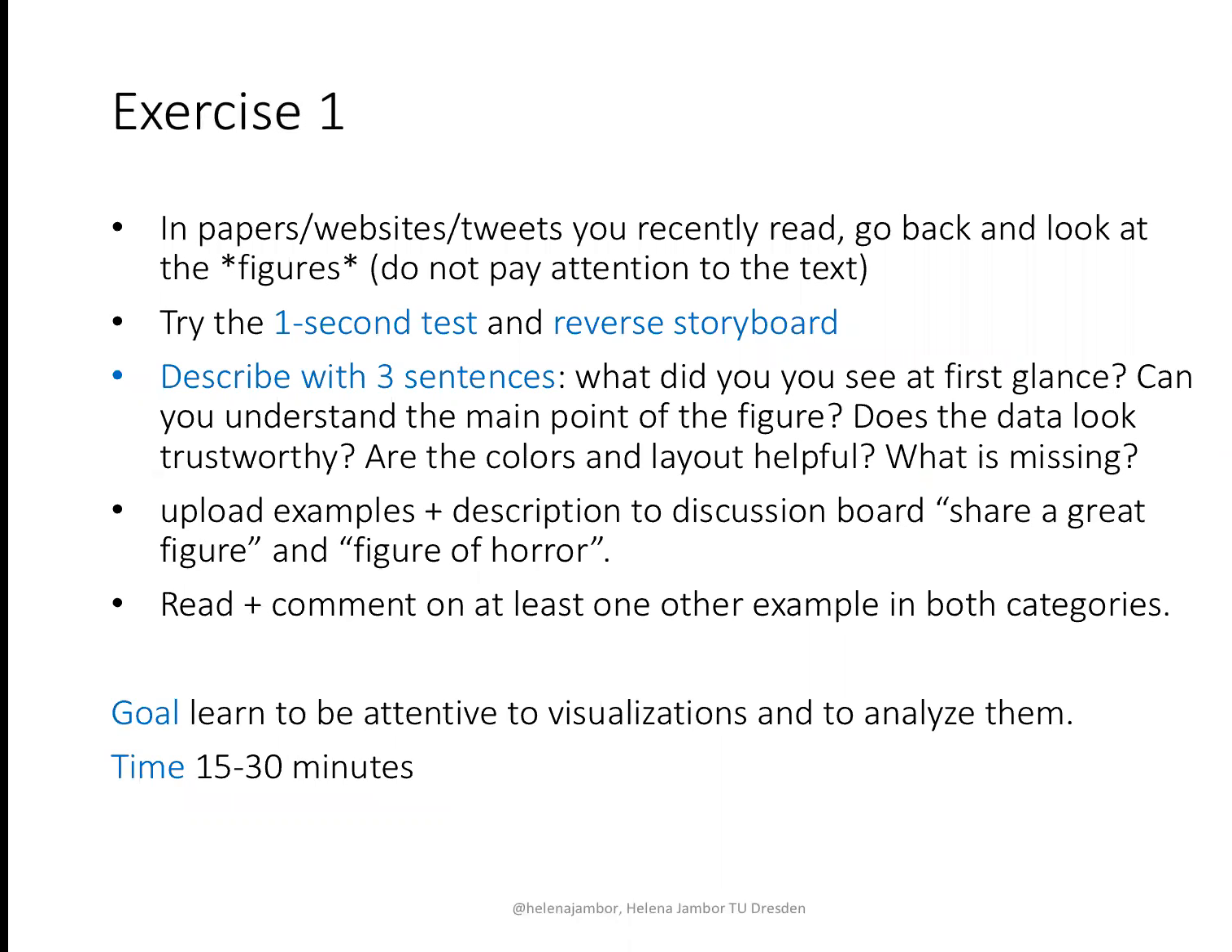So what you will do is, in a paper or website or tweets or wherever you want, go back to a paper you read and look at the figures. Try to not pay attention to the text. And then in this paper, try the 1-second test and the reverse storyboard on the figure of your choice. And then see if that's a functional one where the key information is standing out and you can understand the figure by itself, meaning the figure is self-explanatory. And then I want you to describe with a couple of sentences what you see first, etc., in the text.